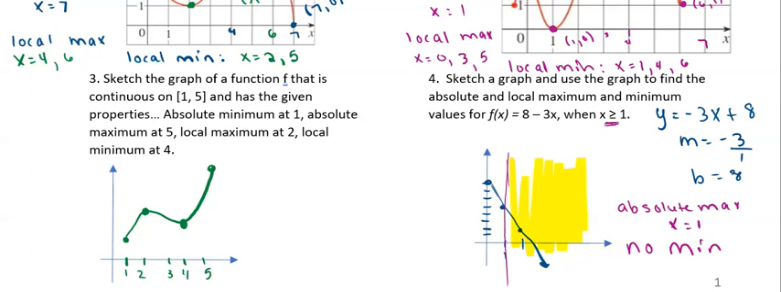What about a local max? Well, remember, it can't have a local max or local min at an endpoint. So 1 right here is going to be the endpoint. So the only thing it can be is the absolute. So it looks like we have only an absolute max at x equals 1 for our linear equation for this one.